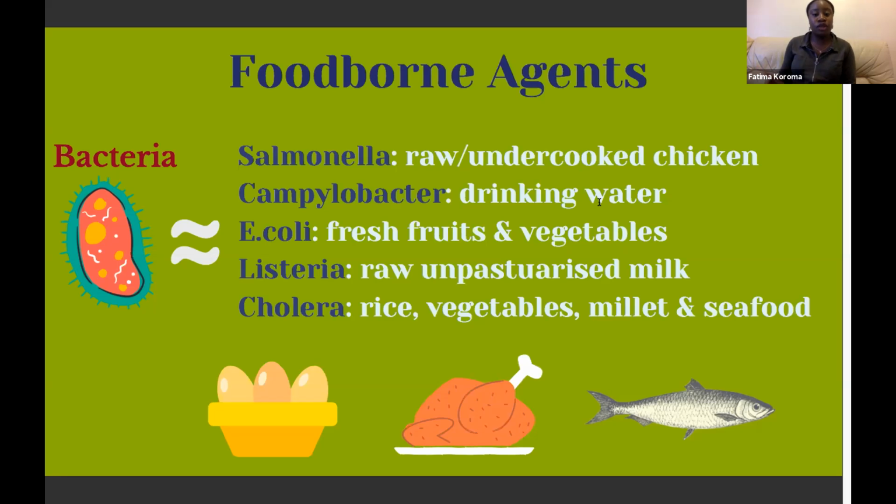So most of the foods that are highly contaminated with cholera, especially in Africa, are rice, vegetables, millet, and also seafood, like crabs, prawns, and so on.